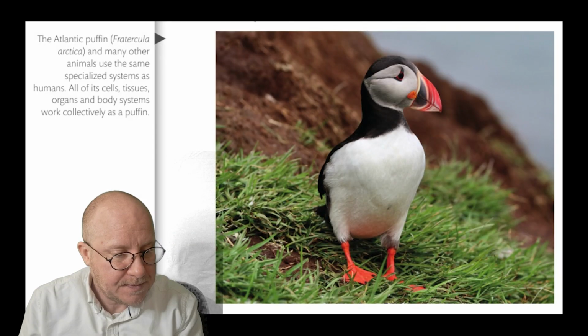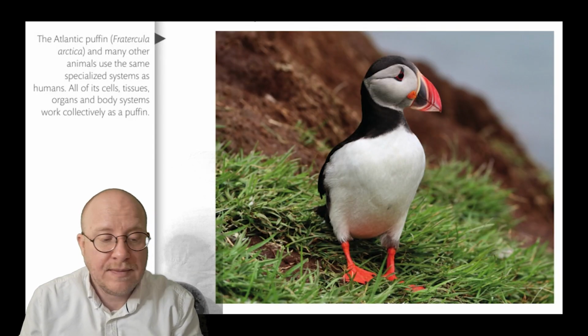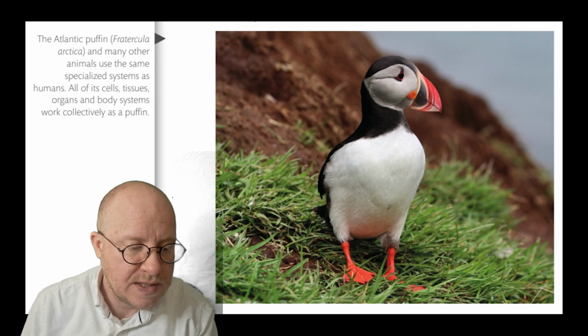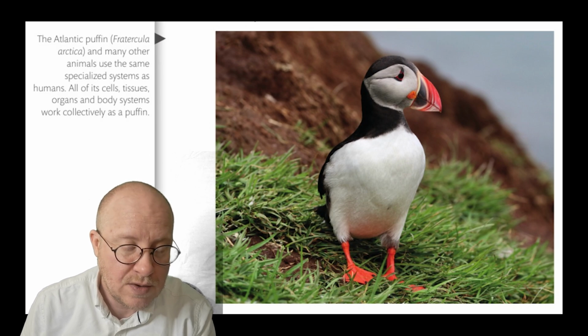Coordination is needed for the component parts of organisms to collectively perform complex functions. We have a little picture of a puffin here. And it says the Atlantic puffin and many other animals use the same specialized systems as humans. All of its cells, tissues, organs, and body systems work collectively as a puffin.